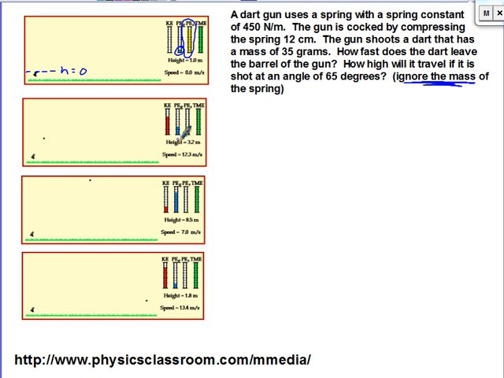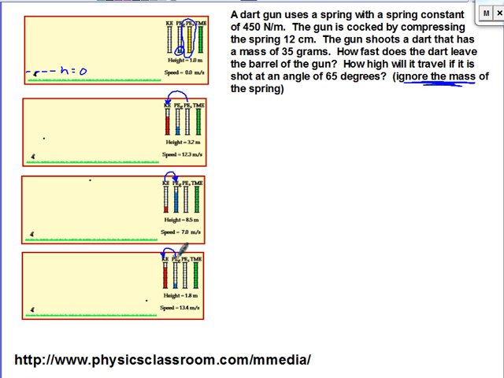Once the gun is triggered, we see that the elastic potential energy was converted mostly into kinetic energy, or all of it actually was being converted into kinetic energy. And then as the projectile rises, we see that the kinetic energy is being transformed into gravitational potential energy at the very top. And then as the dart starts to fall back down, we see that the gravitational potential energy is being converted back into kinetic.